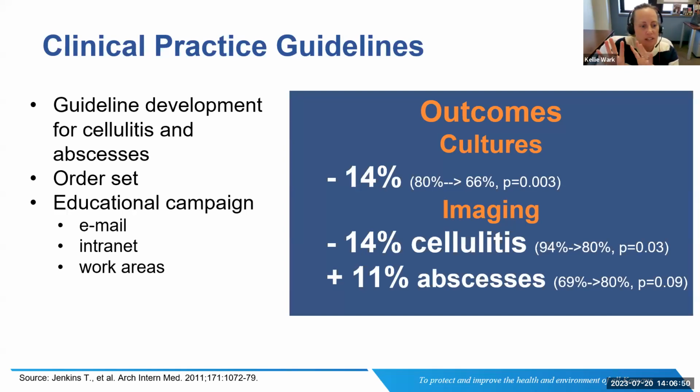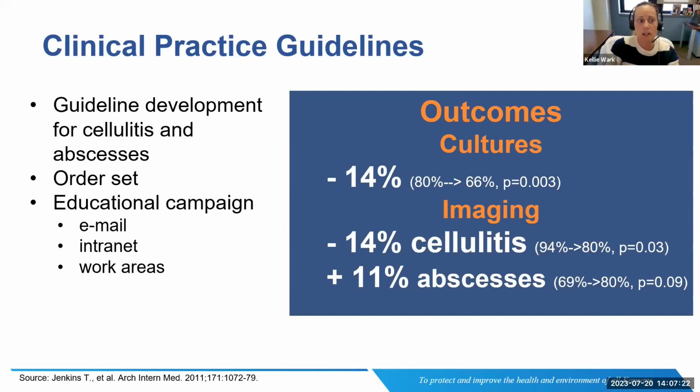But anyway, what they did was an order set, and then they included an educational campaign. They disseminated this guideline via email, put it in nursing work areas and provider work areas, and put it up on the intranet that the providers had access to. What they found was that just putting this order set and algorithm out there reduced culturing by 14%. So it went from 80 to 66%.